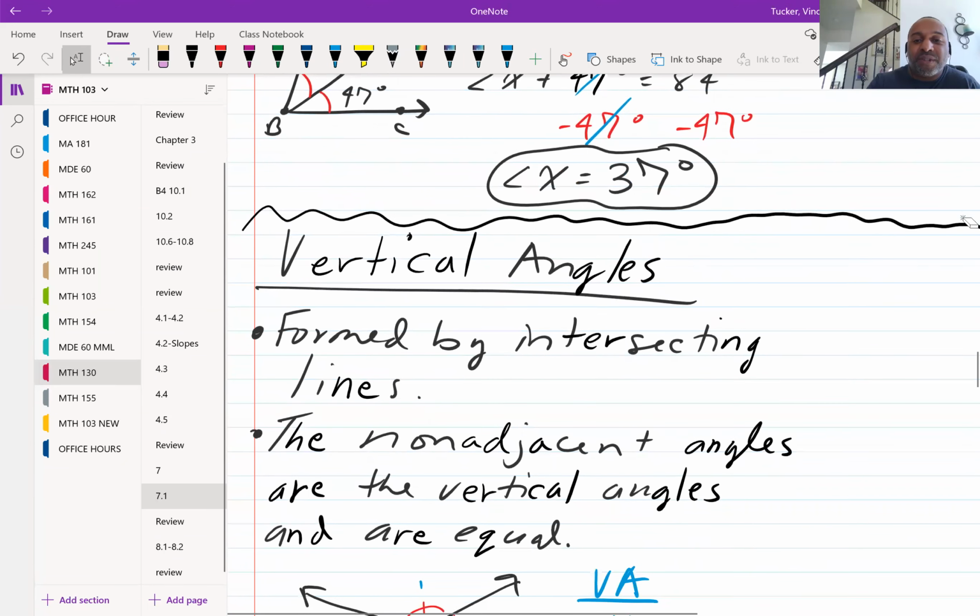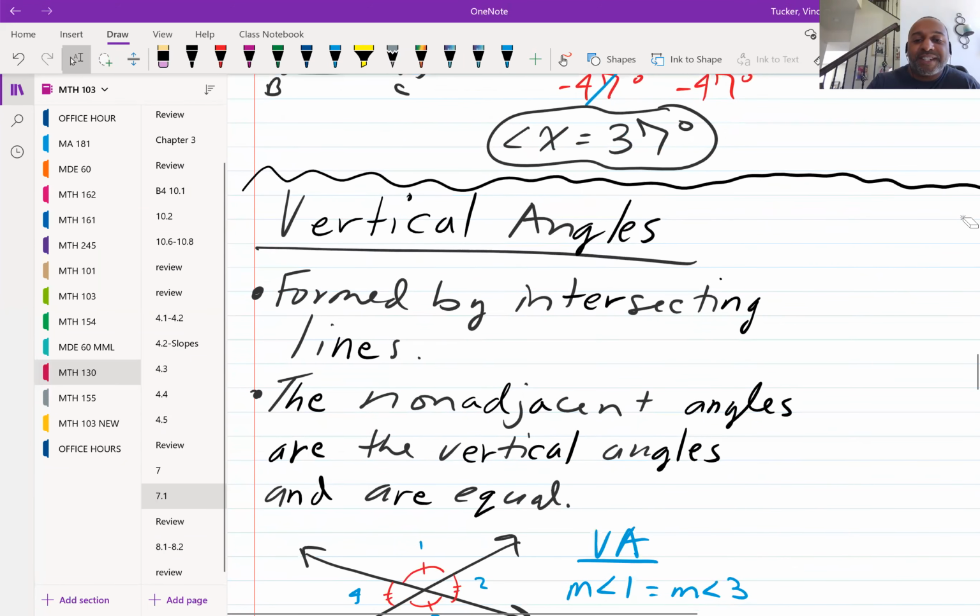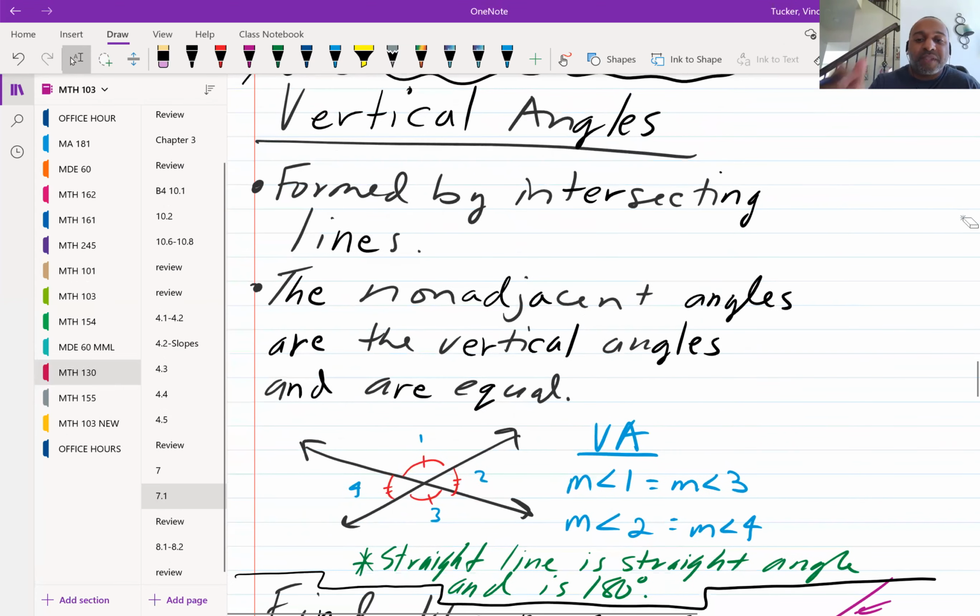Everybody doing okay on that last one, going up to the vertical angles? All right, so vertical angles, next thing, formed by intersecting lines. So the non-adjacent angles are the vertical angles and are equal. So in other words, when you look at just two lines that intersect to make an X or whatever, the opposite angles are the vertical angles and they're equal to each other. So that would be 1 and 3, and then 2 and 4. So those are vertical angles.